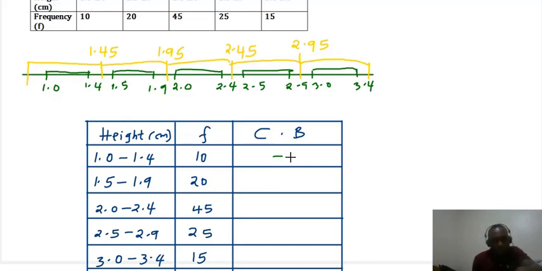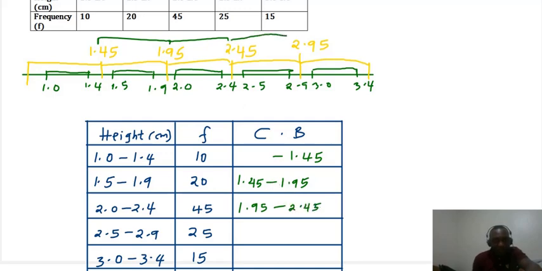So this is to 1.45. Okay, we don't know the lower one. The next class, which is ranging from 1.5 to 1.9, the class boundaries are this here. So we have 1.45 to 1.95, and next one picks up from 1.95 to 2.45. Next one from 2.45 to 2.95. Then the last class has a class boundary which picks up from 2.95 to a certain value which we do not know at this point.